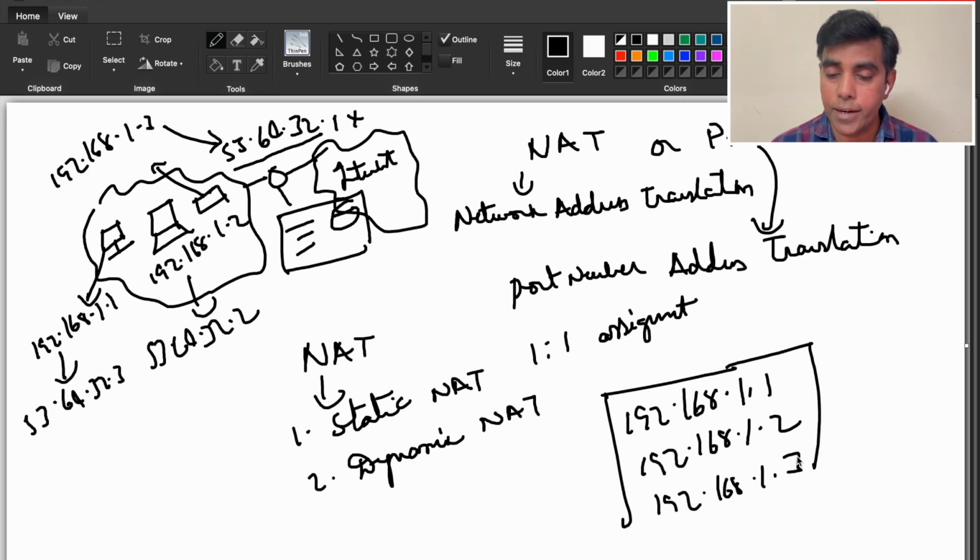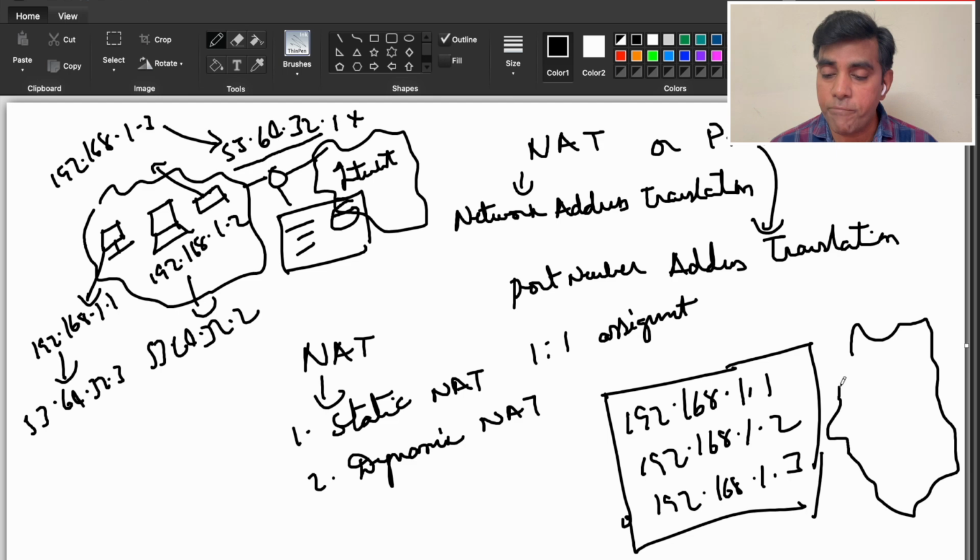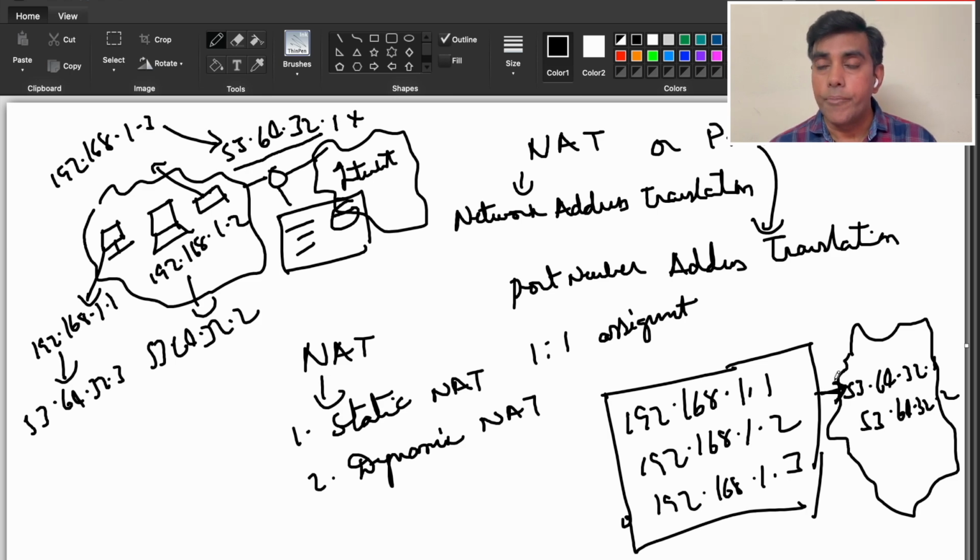Okay, so in this particular case, what are the devices that you have in your network? For all these devices, from the pool of public IP addresses, such as 53.64.32.1, 53.64.32.2, and likewise, whatever the pool of public IP addresses will be, it will be allocated dynamically. It will translate from private to public IP address, so that the entire network will be using these IP addresses. This is how it dynamically allocates the public IP address.